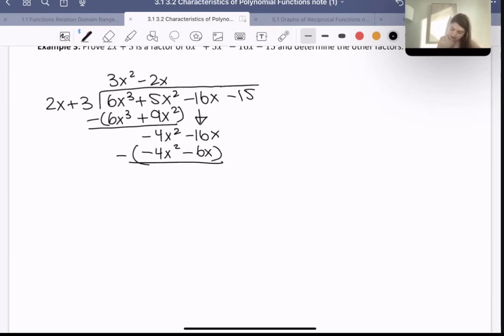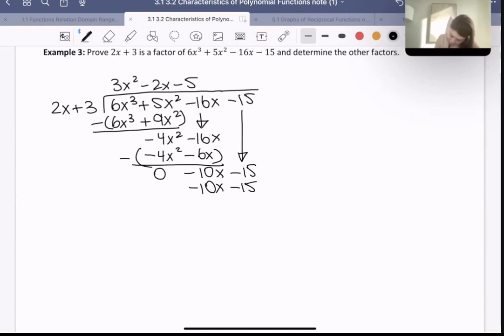And if we subtract, we're going to end up with 0 for this first one, and then negative 16x minus negative 6x, which is really plus 6x. So negative 16x plus 6x is minus 10x. And then we're going to bring down the negative 15. Okay. How many times does 2x go into negative 10x? Well, negative 5 times. 2x times negative 5 is negative 10x. And then 3 times negative 5 is negative 15.